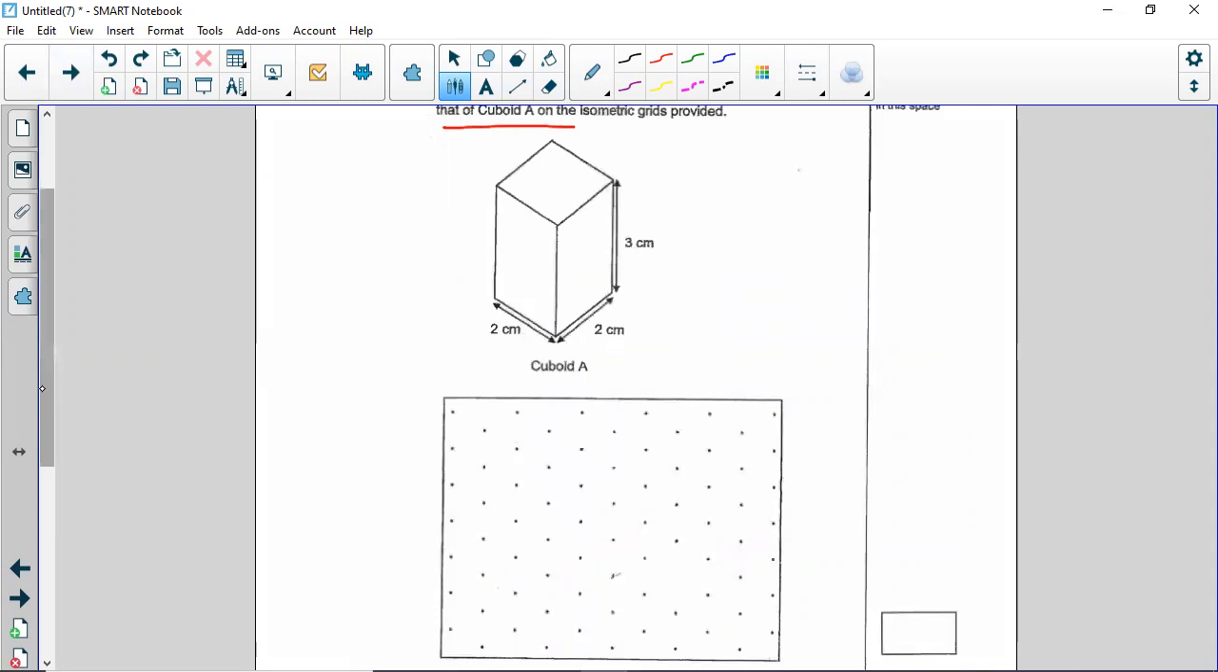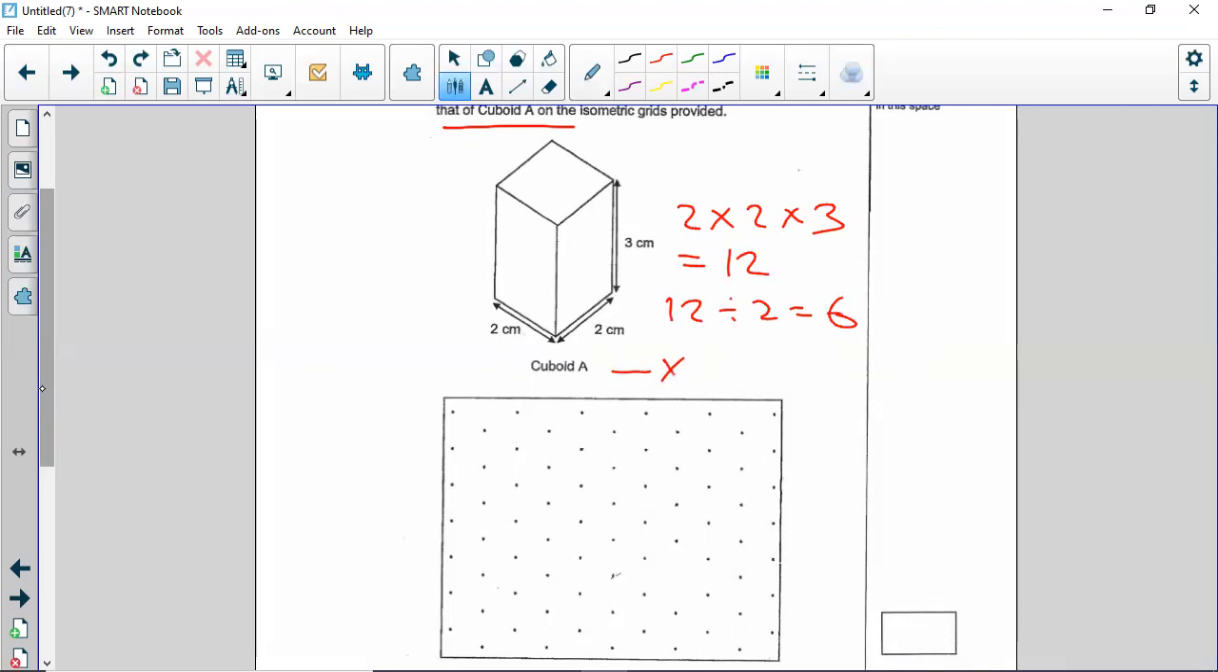Now, you can find the volume of cuboid A. You should go and find the volume. 2 times 2, 4. 4 times 3, 12. That is the volume. You want a cuboid that's half. So you should take 12 and divide by 2 to get 6. So you want to draw a cuboid that is 6 cm cube.